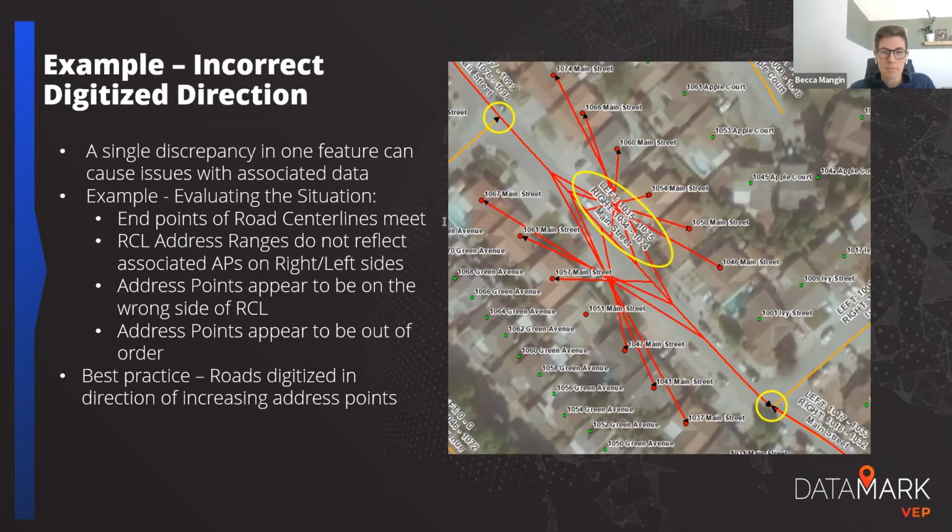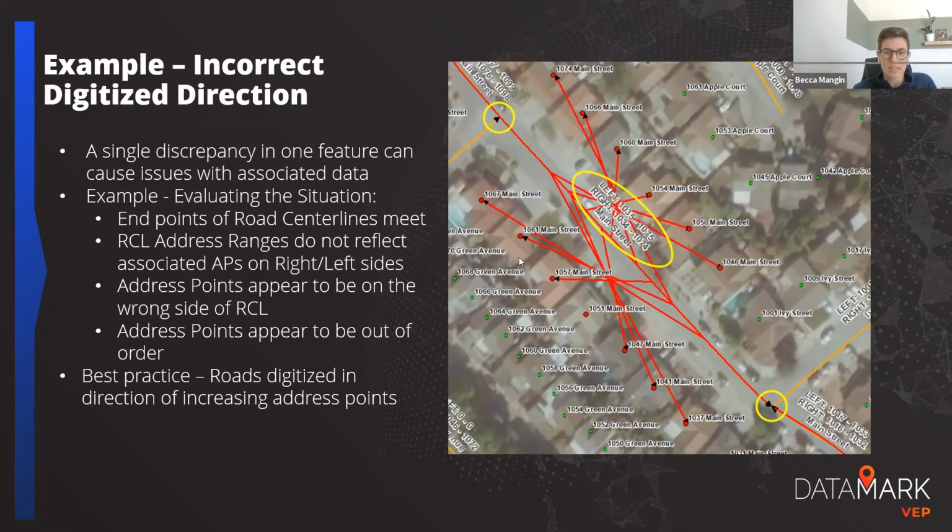I guess, yeah, the address points are even currently on the left side of the segment, but the left range is odd. So right there, there's not a proper relationship happening, right? So all of these issues are being caused from the center line being incorrectly digitized. And what we would do is we want to flip that segment and just make sure that the road is digitized in the direction of increasing address values and that the ranges are reflecting the addresses appropriately.